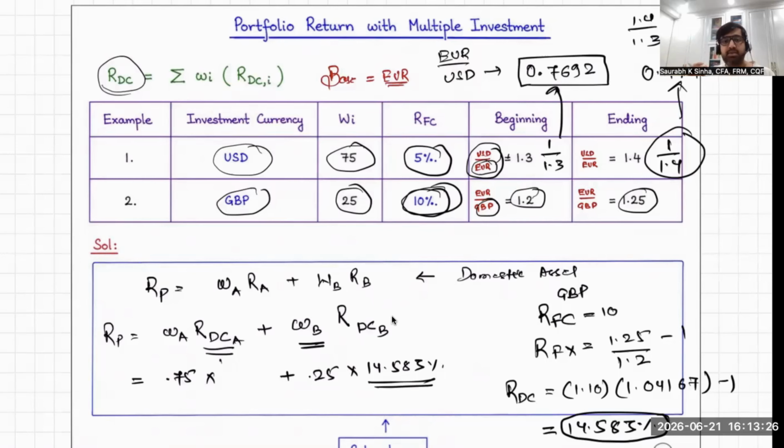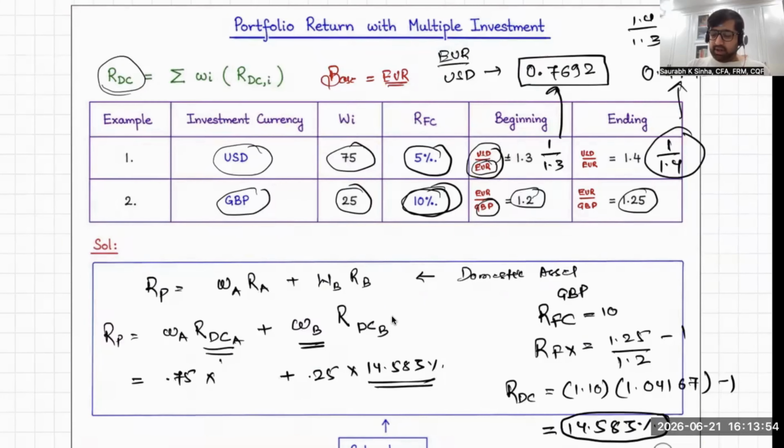Has it appreciated or depreciated? Depreciated, we all know. Let's find out the value. So it would be 0.7143 divided by 0.7692. And this has depreciated somewhere around 7.2%.